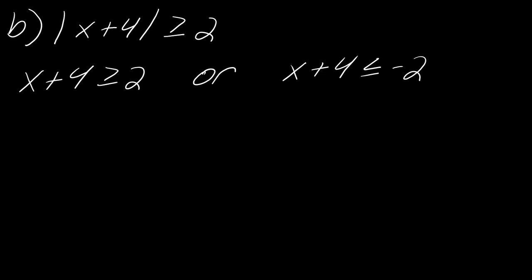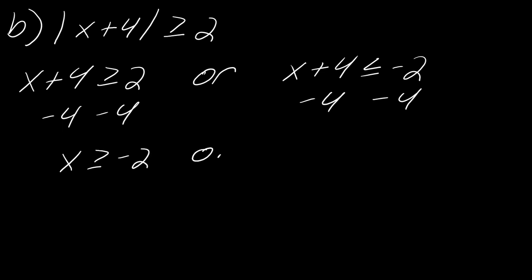Okay, and so that's it. So now I just solved these two inequalities separately. What I'm going to do now is subtract 4 here, subtract 4 here. So I'm left with x is greater than or equal to -2, or x is less than or equal to -6. Once again, there's a couple different ways of how you can do the solution set.